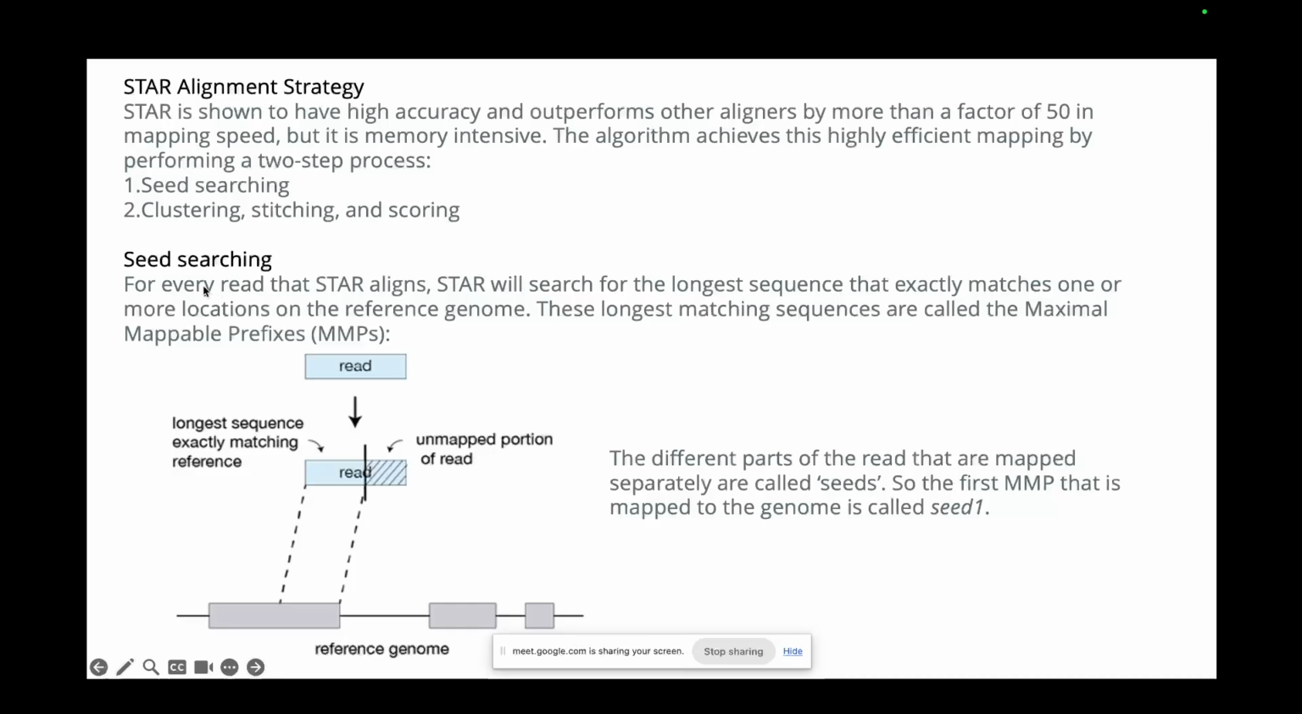For the seed searching, for every read that this algorithm aligns, it searches for the longest sequence that exactly matches one or more locations in the reference genome, and these longest matching sequences are called MMPs, maximal mappable prefixes.